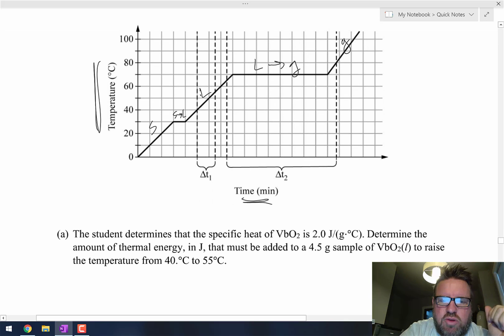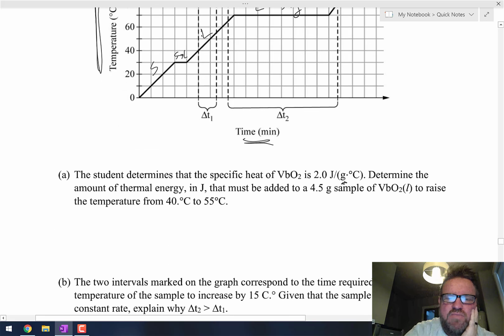So a student determines that the specific heat of VbO2 is 2 joules, and again, now we're back to grams. Determine the amount of thermal energy in joules that must be added to a 4.5 gram sample to raise the temperature from 40 to 55 degrees. Okay, so the amount of thermal energy in joules. So this is an enthalpy one. This is just a straight q equals mc delta T. And again, the specific heat is given in joules per gram, so that makes it a little bit easier.